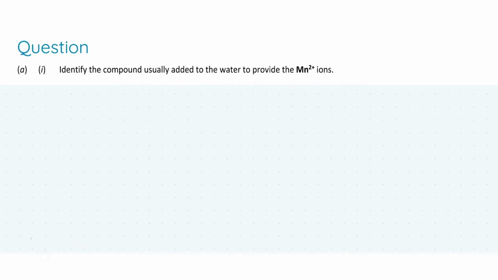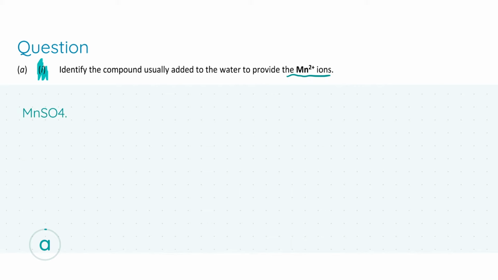In part A here we have 3 distinct subparts, and we're going to be looking at part I. In part I we are asked to identify the compound that is usually added to the water to provide Mn2+ ions. Unfortunately, this is just a straightforward theory question, but we'll have a look at the answer and hopefully give you a little bit more clarity as to why that is the case.